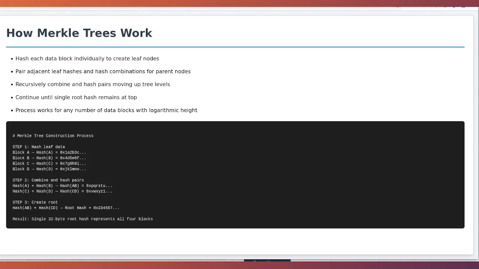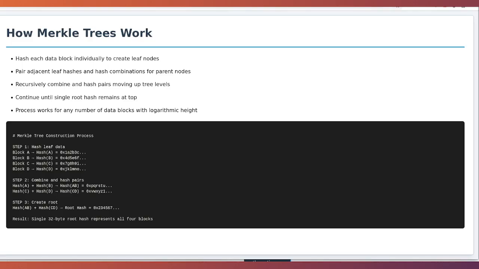How Merkle trees work. Let's walk through the construction of a Merkle tree step by step with a concrete example. Imagine we have 4 data blocks that we want to organize into a Merkle tree. Block A, Block B, Block C, and Block D. First, we hash each data block individually using a cryptographic hash function like SHA-256. This gives us hash A from Block A, hash B from Block B, hash C from Block C, and hash D from Block D.